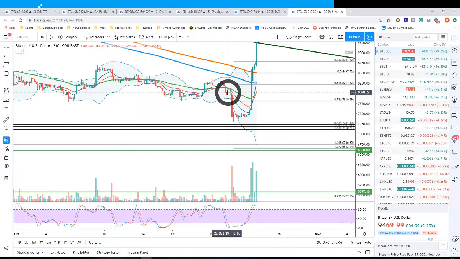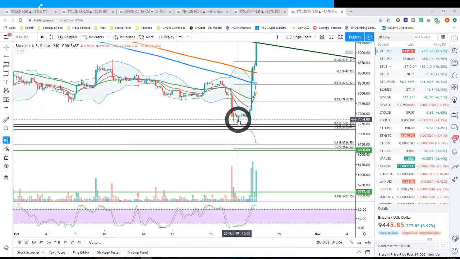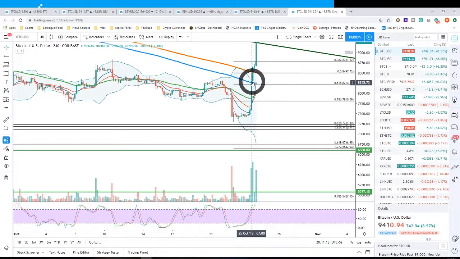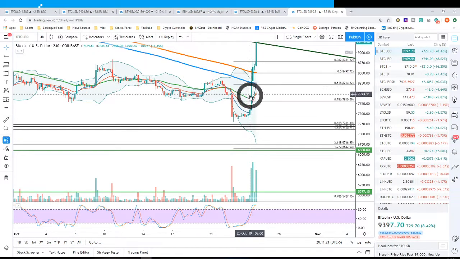I'll just give an example. I saw this little pattern right here, and I went short. At the time, I was up probably $2,000 on this S&P futures. I mean, I was looking good. But guess what? I didn't have a stop loss. And it's the middle of the day, probably about 11, 12 o'clock, maybe 1. And all of a sudden, I see this big green stick come out of nowhere like this, and I'm like, what in the hell is going on?